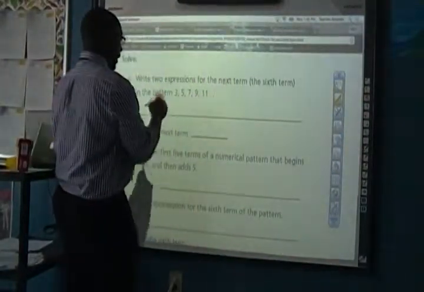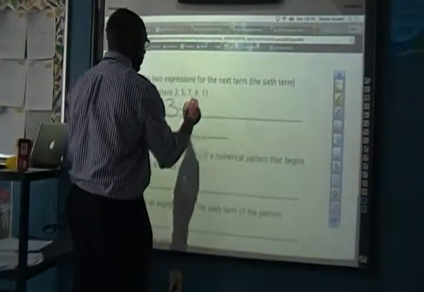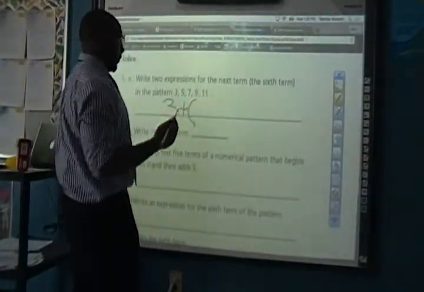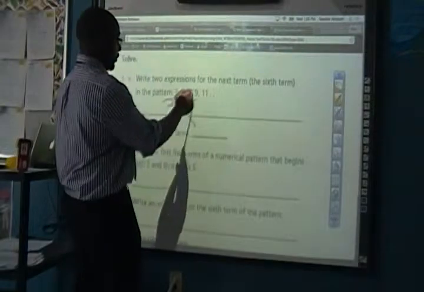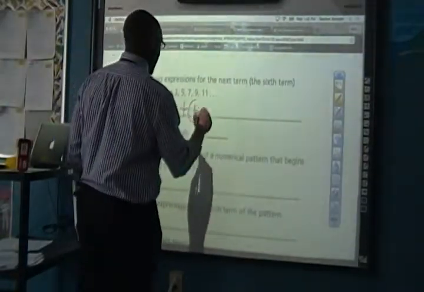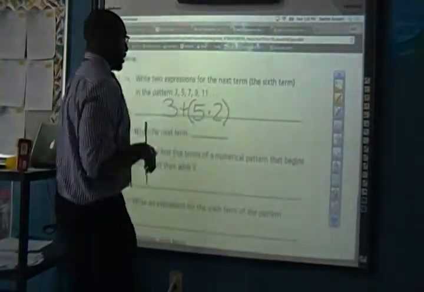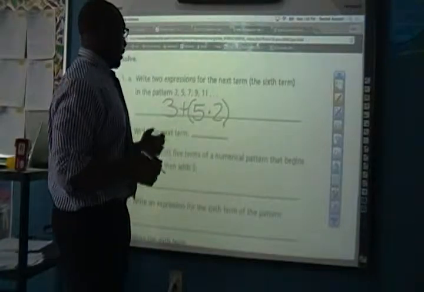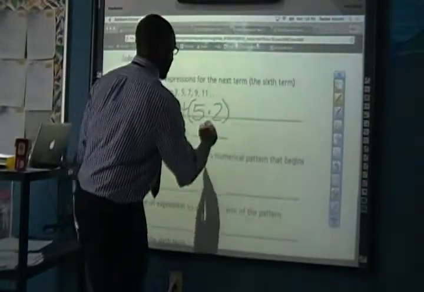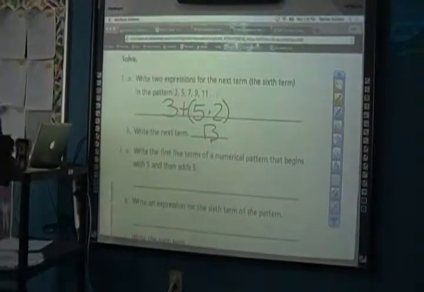So we know our starting number was 3, and we added 2 to it a total of how many times? Well, 1, 2, 3, 4, and to get to our sixth term, it would be 5 times. So 5 times 2. We know 5 times 2 is 10, plus 3 would give us our next term, which is 13.